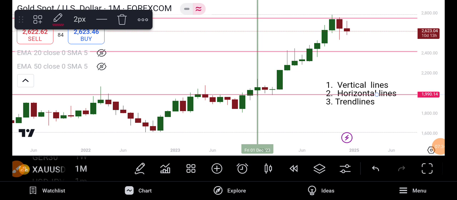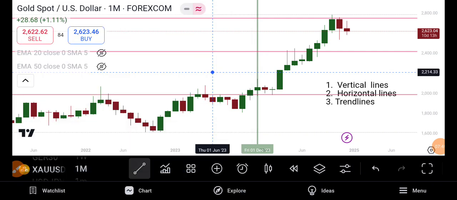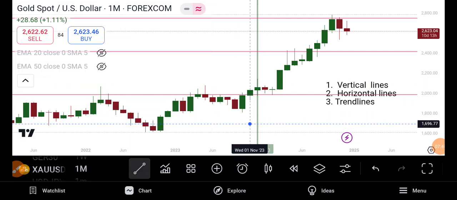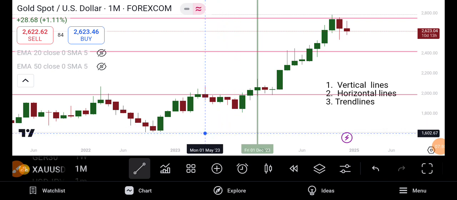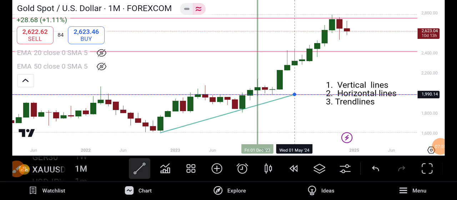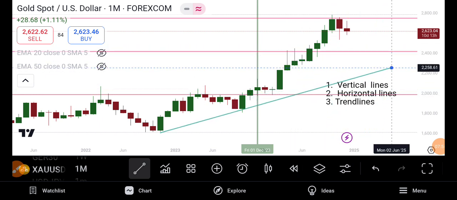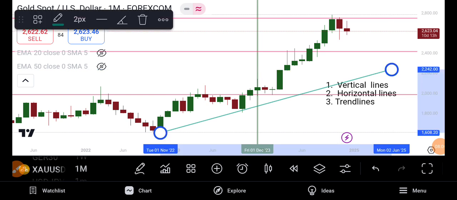Okay, so now we can move to trend lines. When it comes to trend lines, you can then select trend line, and then you see, if you start your trend line from here, it's going to be a little bit difficult for you to get the third touch, right? It's going to be a little bit wide.